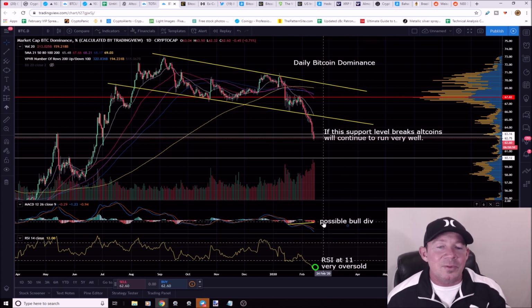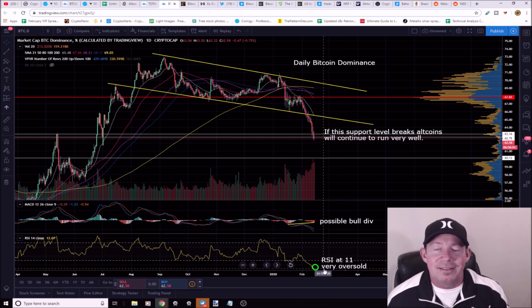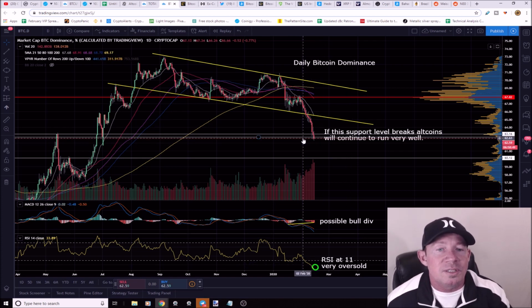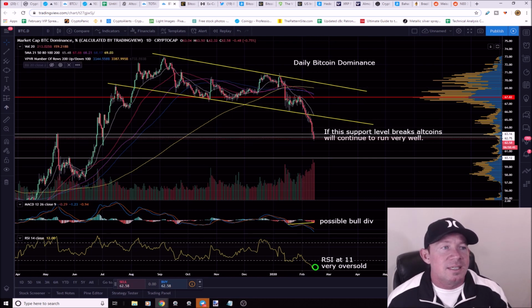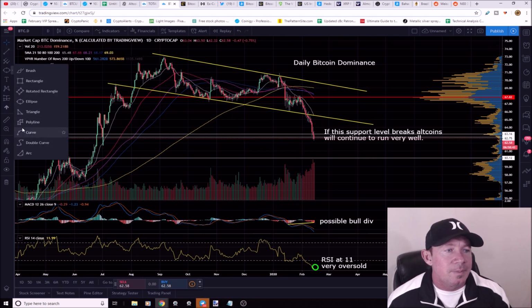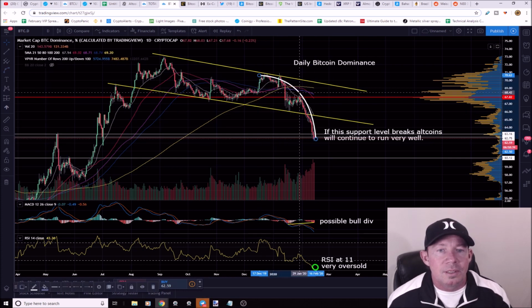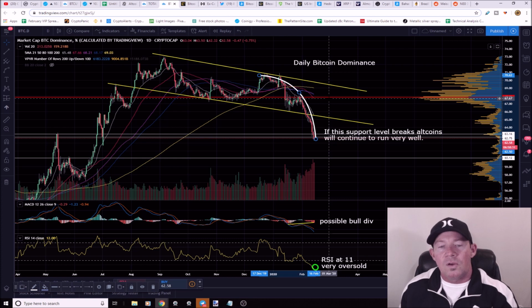You do have possible bullish divergence, and the RSI is down here at like 11 on the RSI, right? This is due for a bounce, which would potentially slow down the altcoins, but with these parabolic price rises, and in this situation parabolic dumps, it goes against the percentages, goes against the probabilities. RSI gets pegged down here at 11.